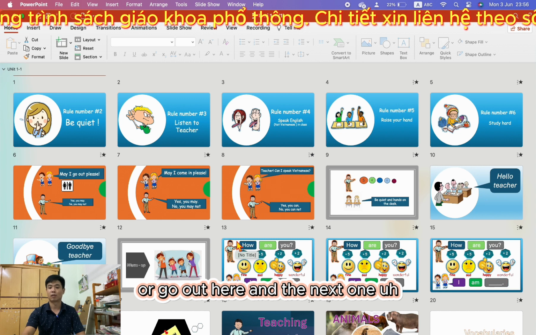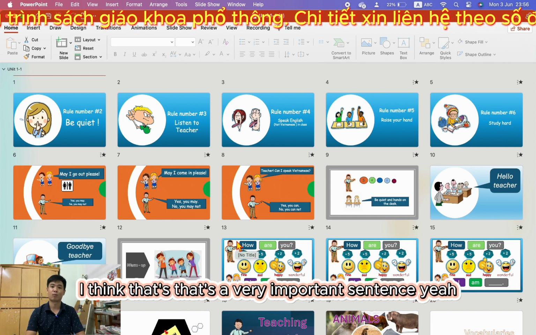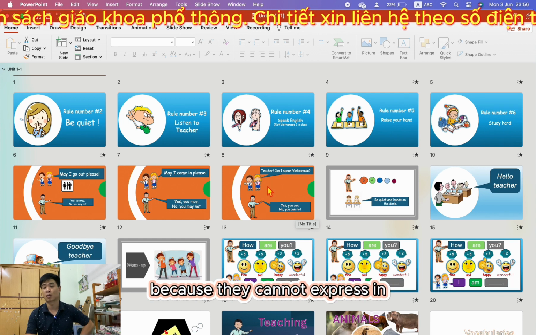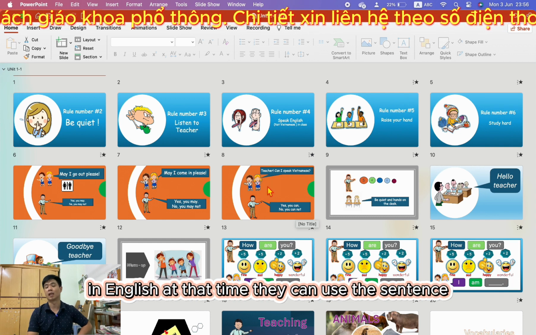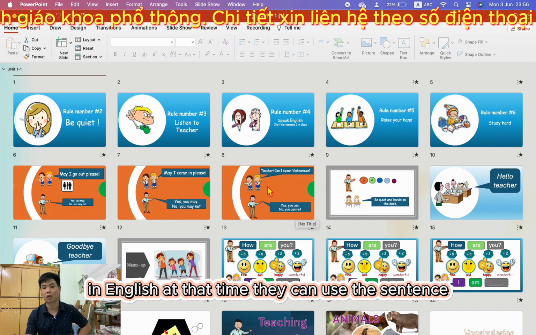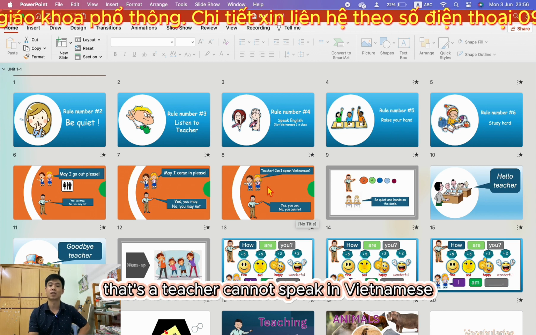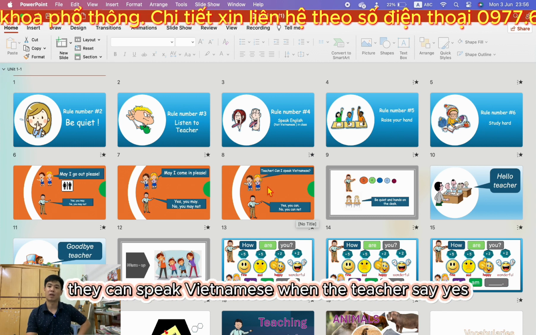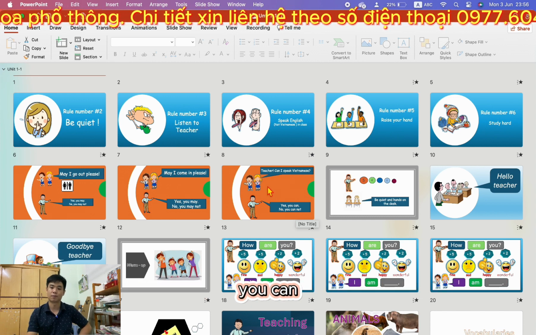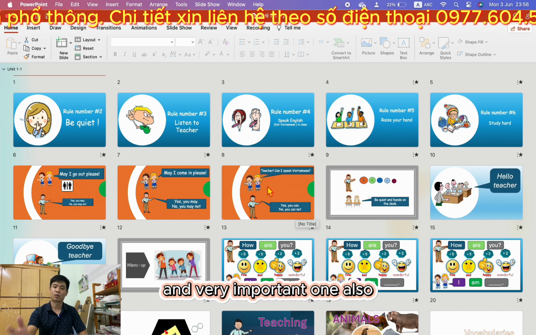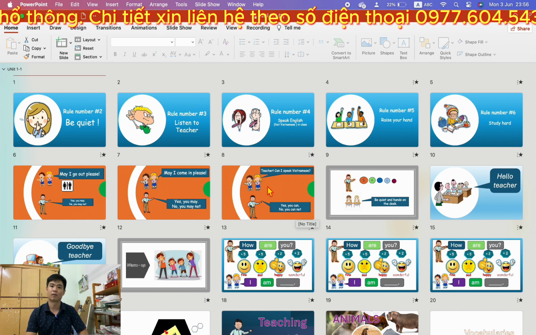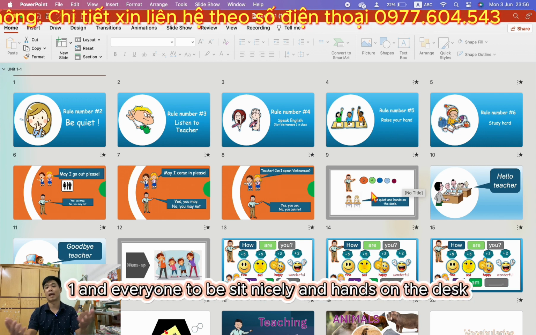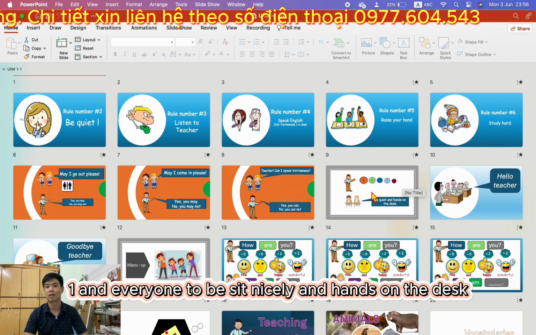The next one is, I think, a very important sentence. If the students want to speak Vietnamese because they cannot express themselves in English, at that time they can say, "Teacher, can I speak Vietnamese?" If the teacher says, "Yes, you can," they can speak Vietnamese. Another very important one is when the teacher counts down 5, 4, 3, 2, 1, and everyone has to sit nicely with hands on the desk.